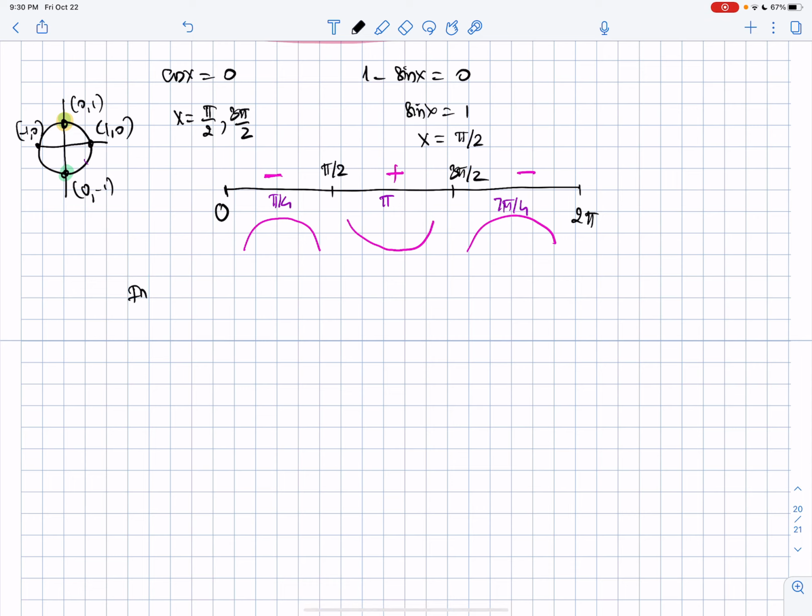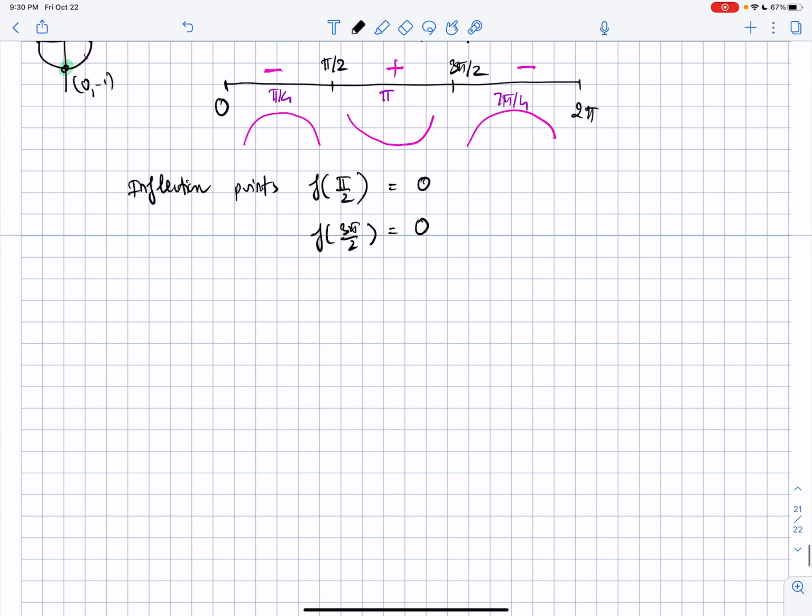So the inflection points are at f of pi over 2 and f of 3 pi over 2. We plug into the original function, so we will get 0 for the inflection point. Okay, after we're done, now we collect all of the information that we got above to make the graph.